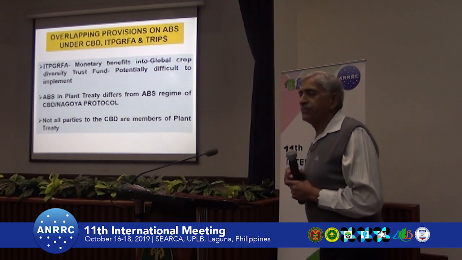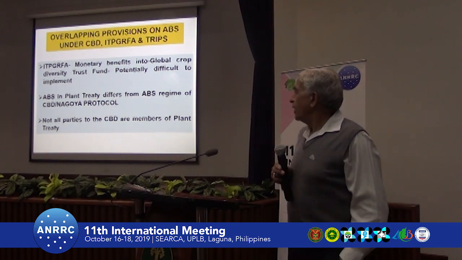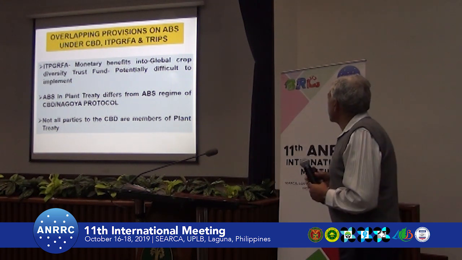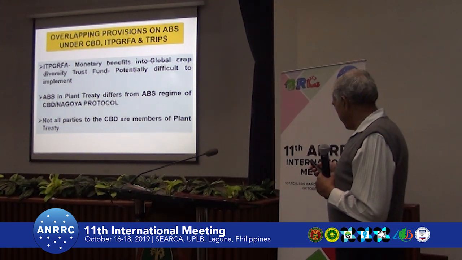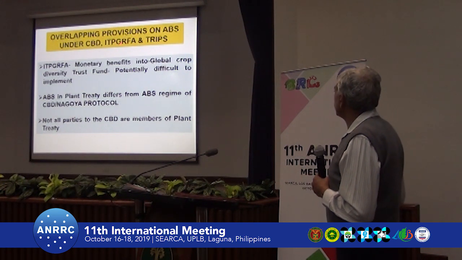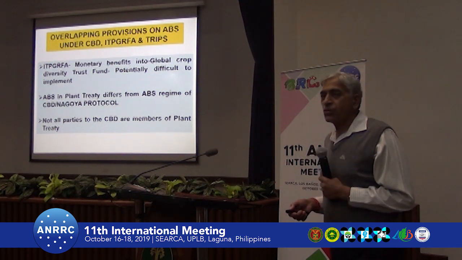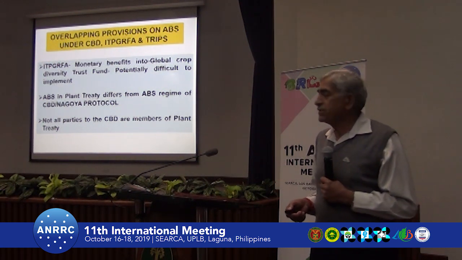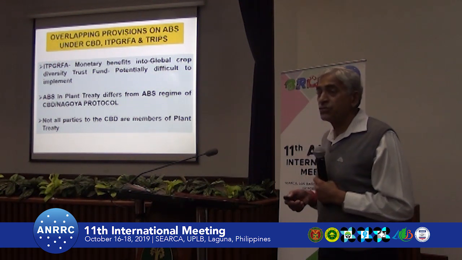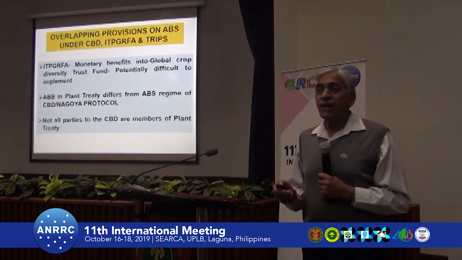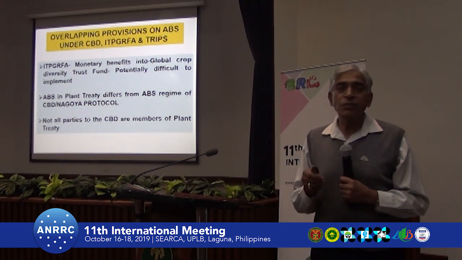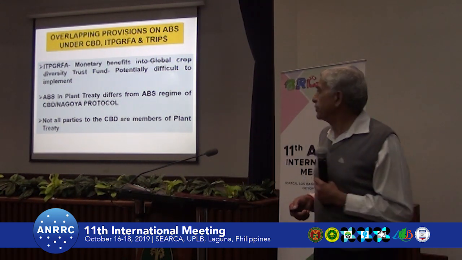But there are difficulties also. There are overlapping provisions on ABS under CBD and ITPGRFA. ITPGRFA is also called the Plant Treaty, the International Treaty on Plant Genetic Resources for Food and Agriculture. And some countries have become members. India is also a member.